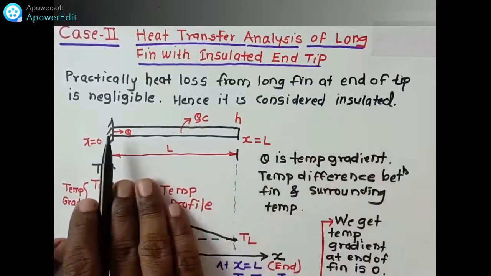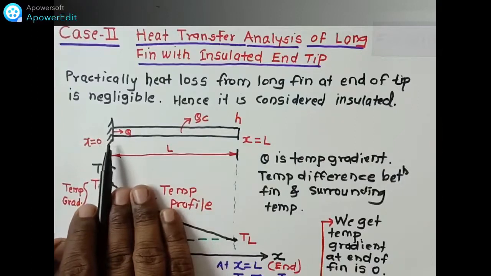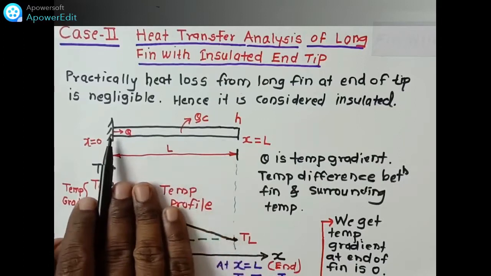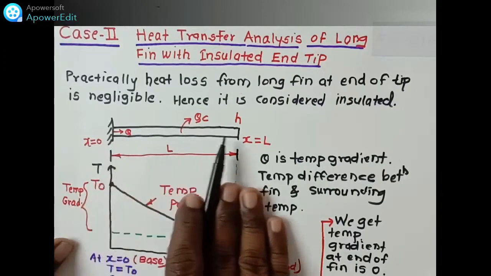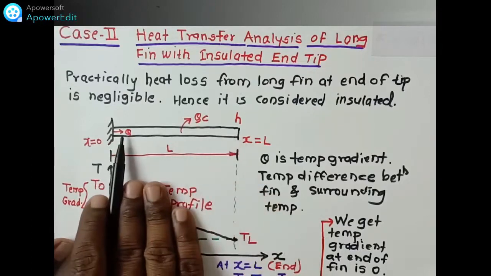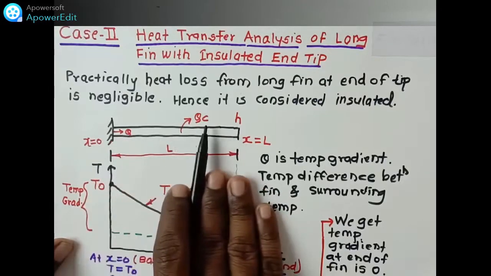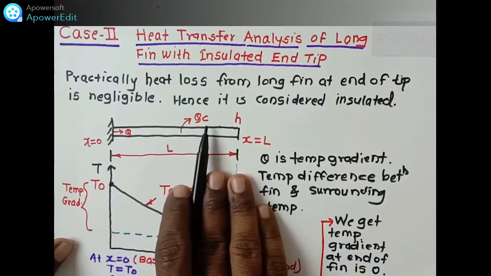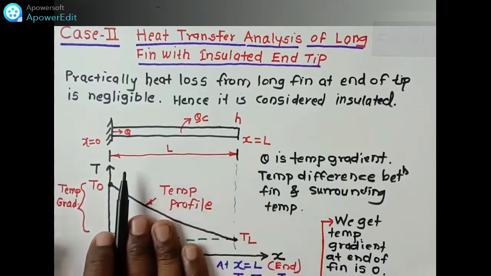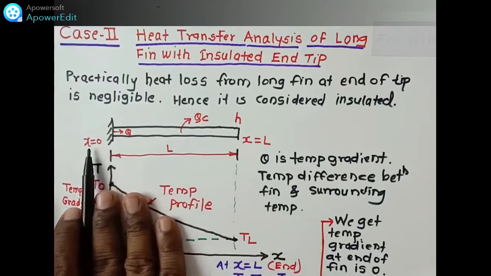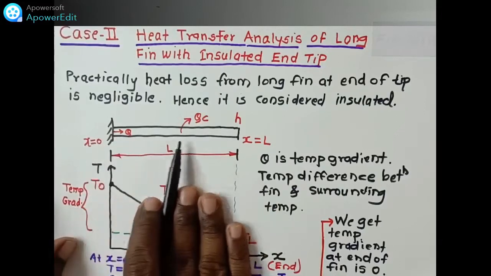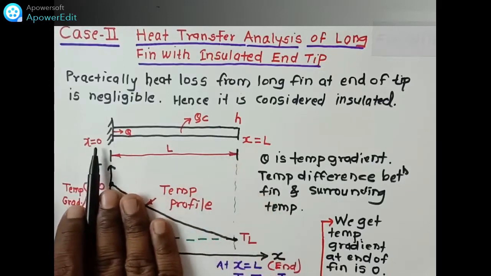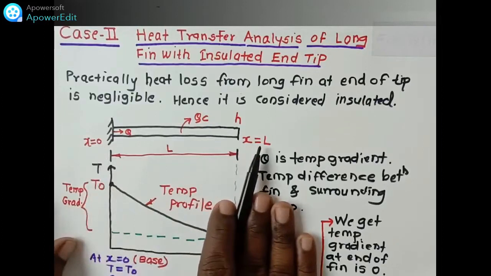So here in this diagram, you can see this is a fin of length L. This is the base of the fin. This is the end of the fin. So Q is the heat flow from the base and Qc is the heat transfer from the fin to the surrounding by convection. So here we can see this is the base of the fin. The distance from the base of the fin toward the end of the fin is shown. So at the base x is equal to 0 and at the end x is equal to L.